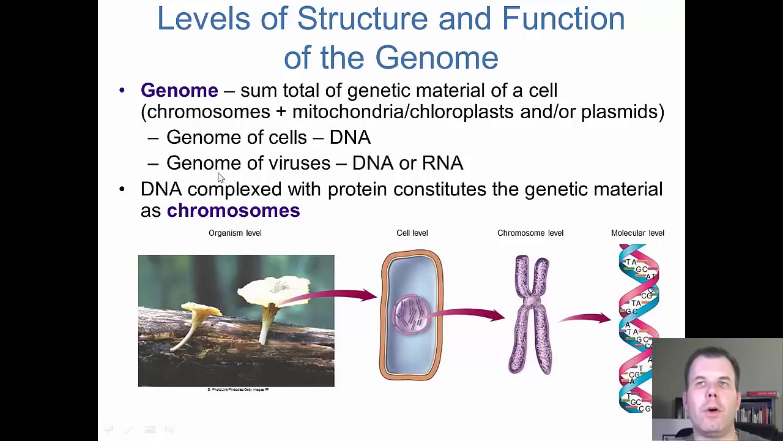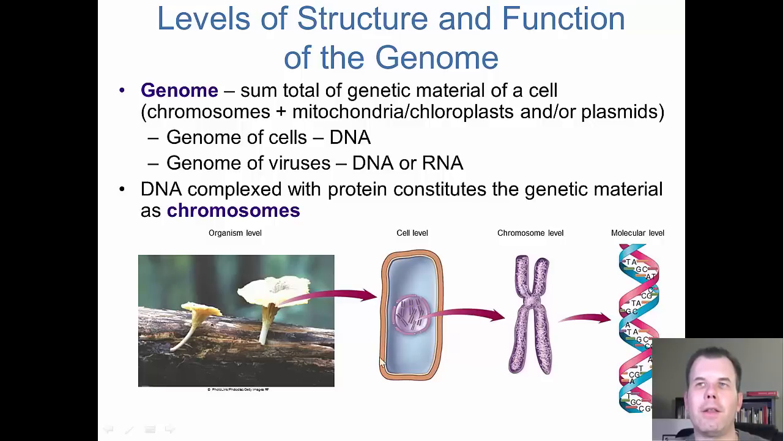And again, when we talk about cells, we think of the genome as the DNA structure and function. And then the genome of viruses can be DNA or RNA in this case. So that's what we look at. All right, and then when we think of DNA, it's complexed with proteins, and this makes up the genetic material to form chromosomes. And again, depending on what species you're talking about, you have the organism level, and in this case, this is a fungus growing on a rotted log.